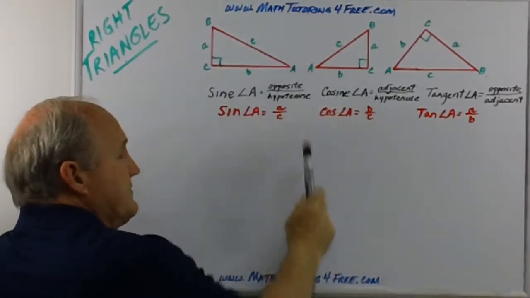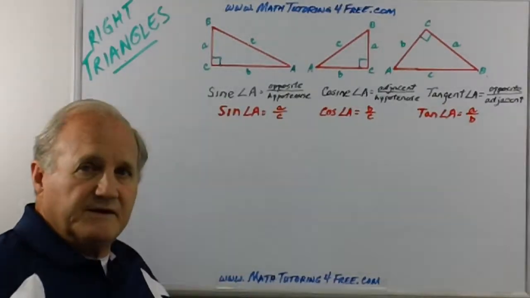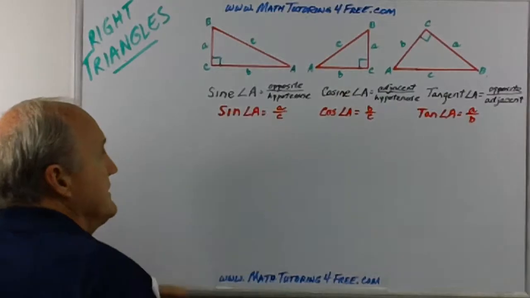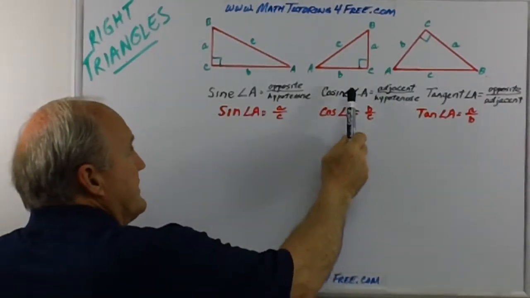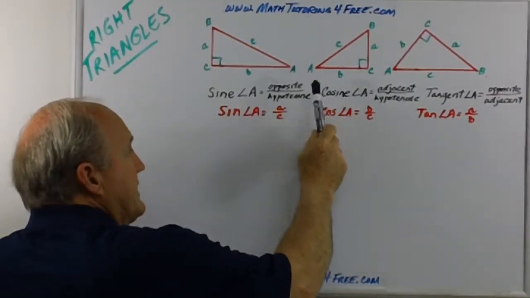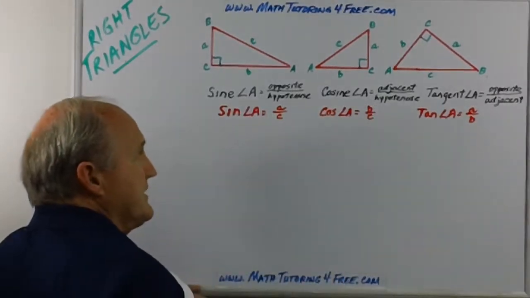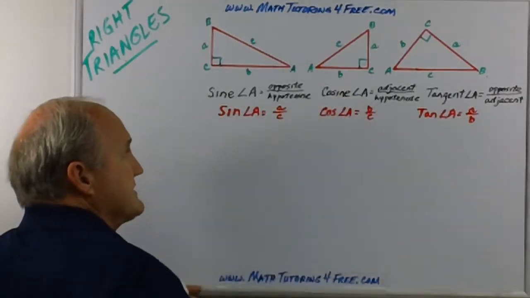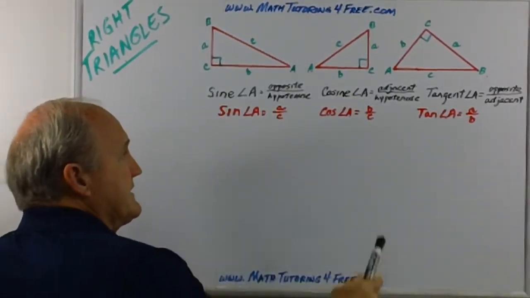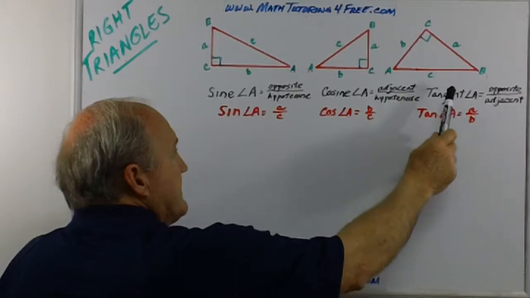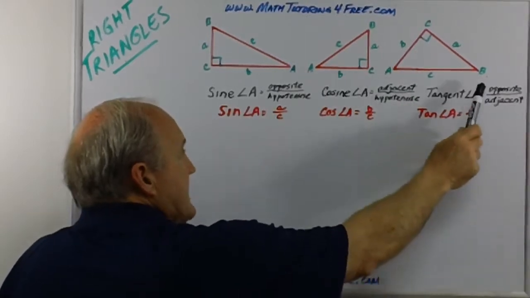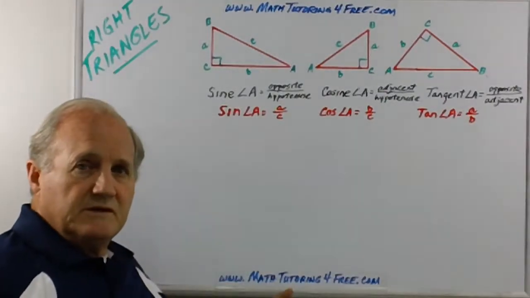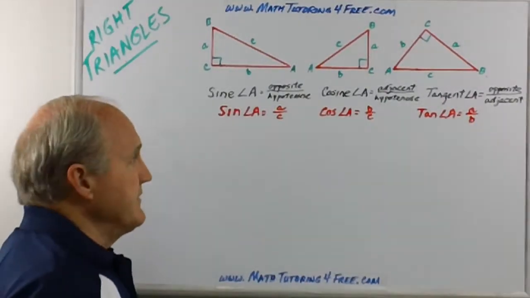The cosine is the adjacent side over the hypotenuse. By adjacent, we mean it forms part of the angle. It's one of the sides of the angle. So the side adjacent to angle A would be side b, and the hypotenuse is still c. And then finally, the tangent of angle A is the opposite over the adjacent. It doesn't use the hypotenuse; it uses the two legs of the right triangle.